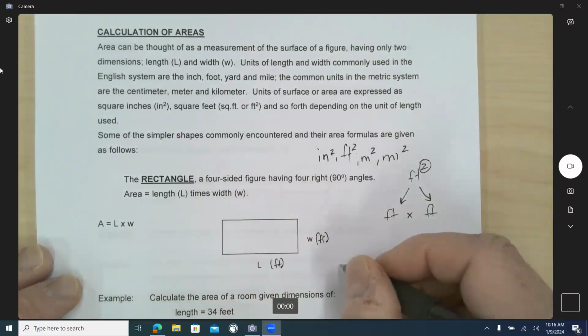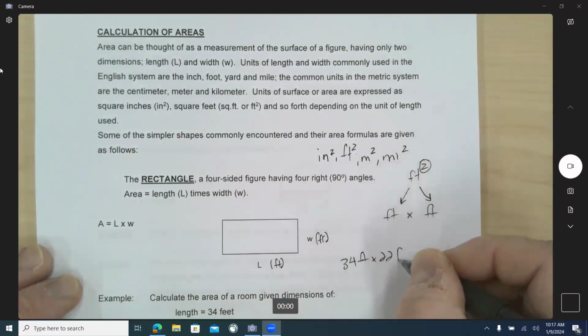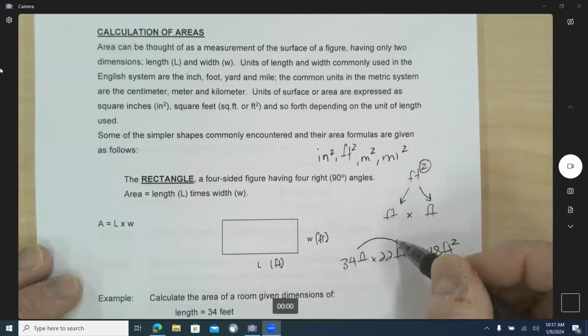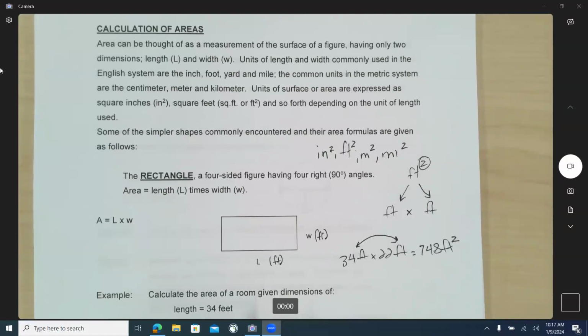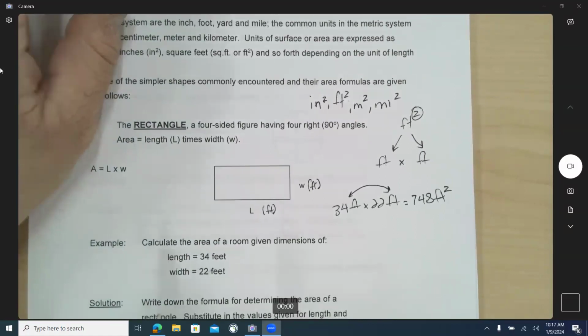So the length is 34 feet times 22 feet. Well, when I multiply those out, I'm going to get 748 square feet. Because we had feet times feet like this, that's where we get the 748 feet squared. All right. So the area of a rectangle is pretty straightforward.